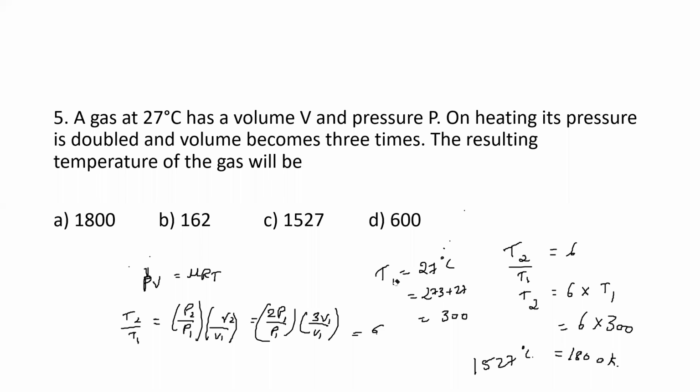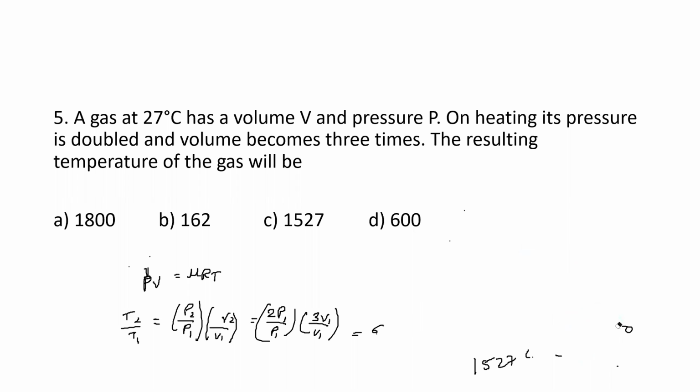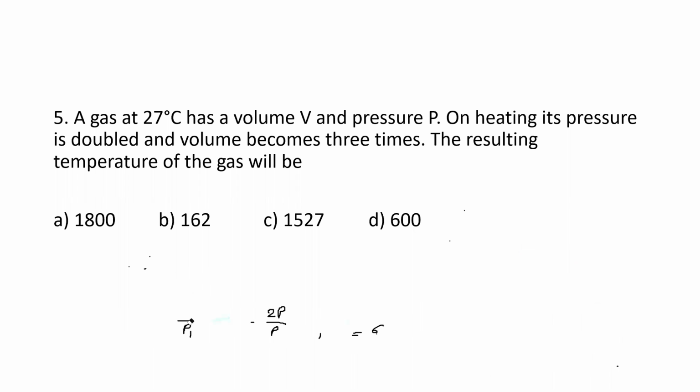Option C is the correct option, 1527. According to the ideal gas equation, PV is equal to mu RT. Then substitute the values, take the ratio, and simplify this. We will get the answer 1527. That is, option C is the right option.